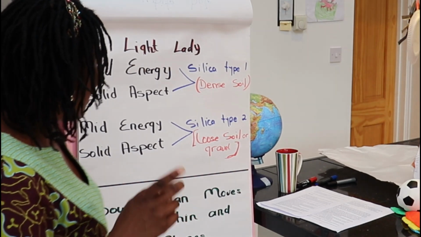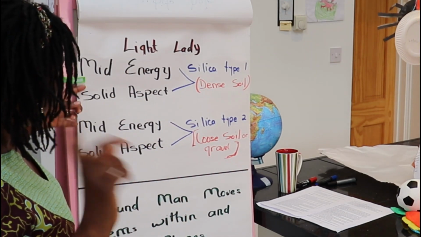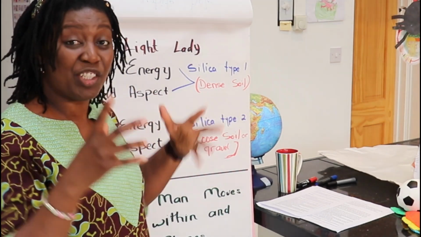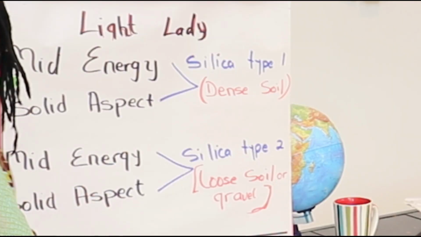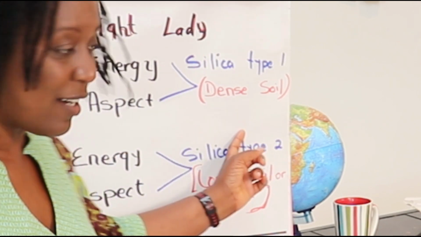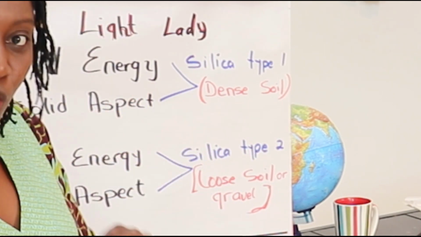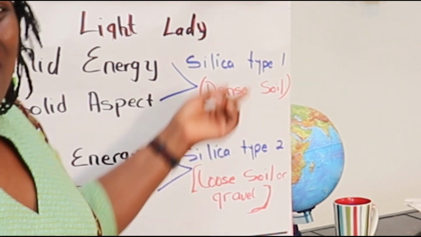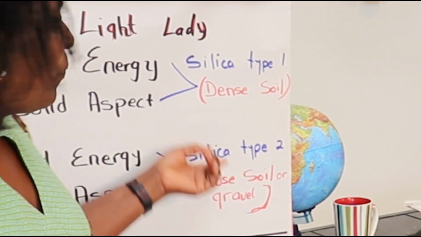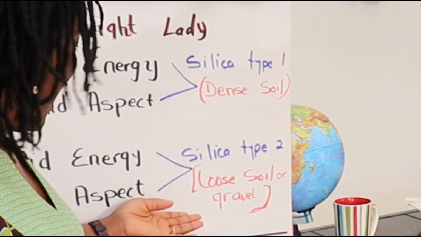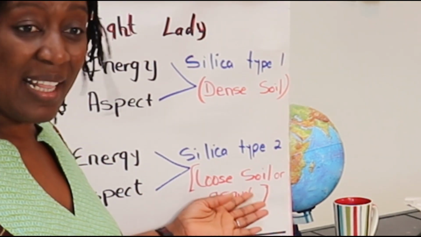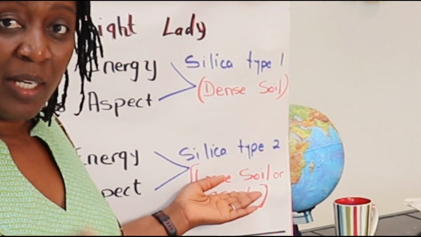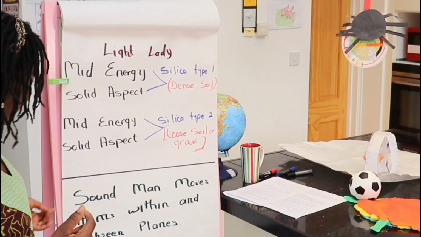And now I want to say she made, with just a different type of energy, still Gaia with the solid aspect, silica, which is a kind of dense soil. I labeled it silica type 1 and silica type 2. One of them is very dense and the other one is not so dense, and this is really the top crust of the earth, loose gravel if you like.